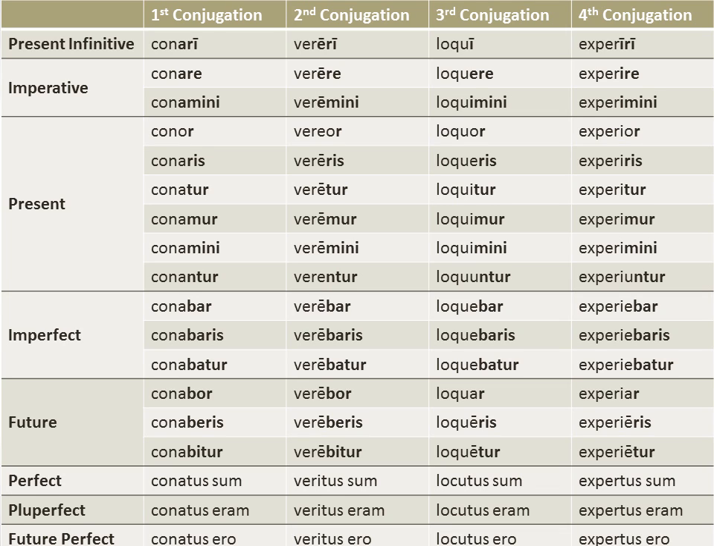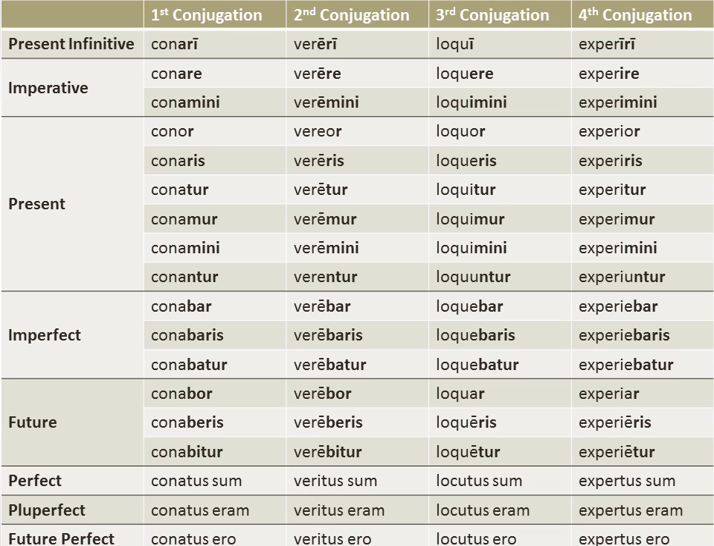Vereor means fear or am afraid. Loquor means speak or talk. And experior means to test or also to try. So with those verbs, you can run through the present, the imperfect, the future, and then the perfect, pluperfect, and future perfect. Hopefully you're grasping by now that a deponent verb can exist in all 6 tenses.